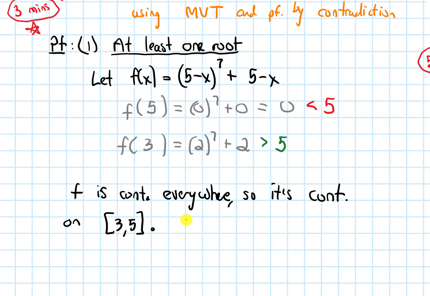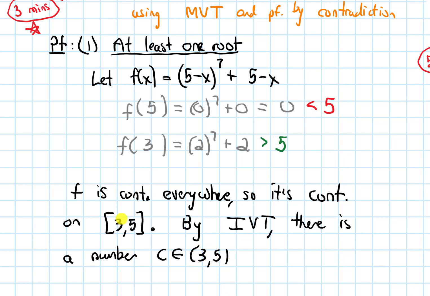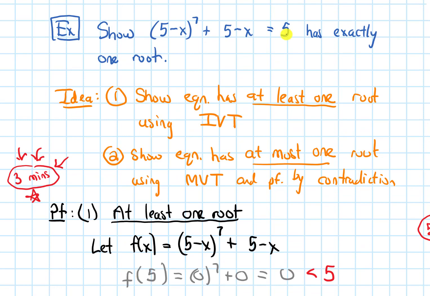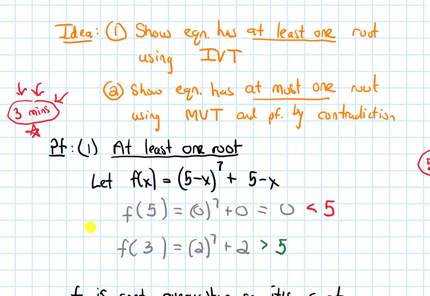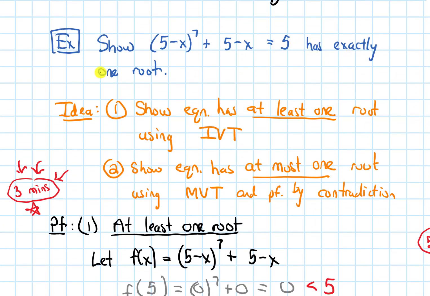All right, so I say something like, by IVT, by the intermediate value theorem, there is a number c in the open interval from 3 to 5, so it's between 3 and 5, such that when I plug that number c into my function, I get the output 5. All right, so we have now just shown that our function has at least one root. We are done with the first part of showing that it has exactly one root. So we're ready for part 2. We are ready to now try to show it has at most one root.